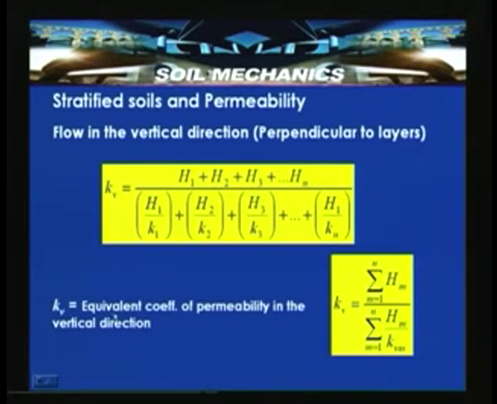So, the equivalent coefficient of permeability in the vertical direction, KV, is equal to the summation of all the thicknesses of the layers through which vertical flow is occurring, divided by the summation from m = 1 to n of Hm / KVm. KVm is the vertical permeability of that particular layer. For example, if m = 1, it refers to the first layer; if m is n, it refers to the nth layer. So, you can see we have determined the equivalent coefficient of permeability for stratified layers, using again the fundamentals we have discussed.